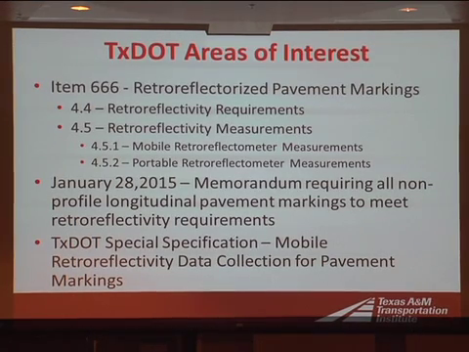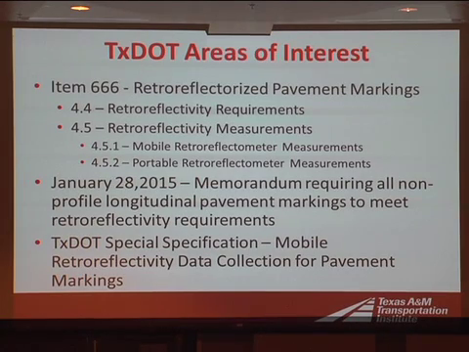So in item 666, there are a couple of different areas in it that address the mobile pavement marking retroreflectivity. Area 4.4 talks about the retroreflectivity requirements themselves. Item 666 requires white pavement markings to be 275 millicandelas per meter squared per lux and 175 for yellow. There are some other specifications that have been used in the past that have higher retroreflectivity requirements, which can still fall into having the retroreflectivity verified by this project that we're working on.